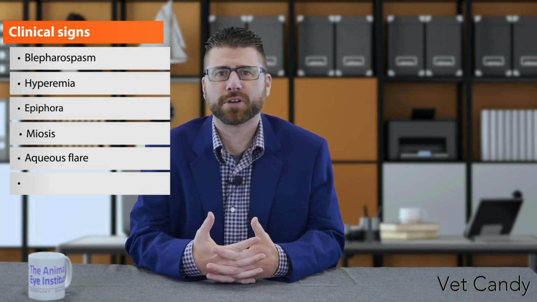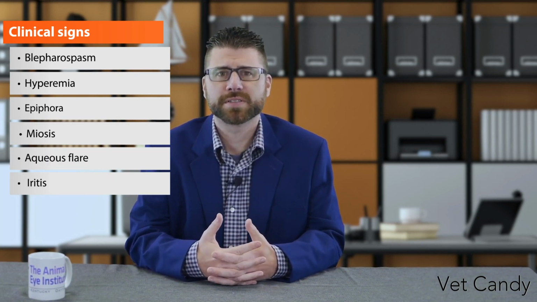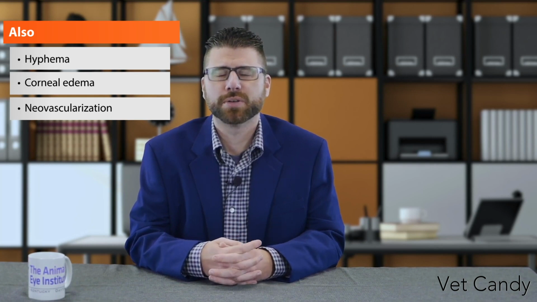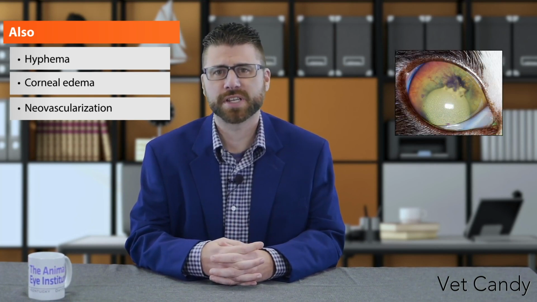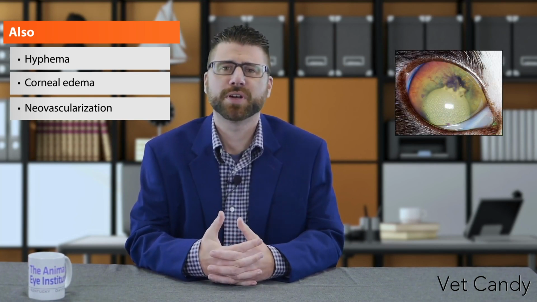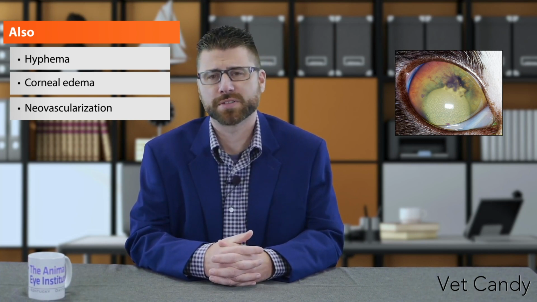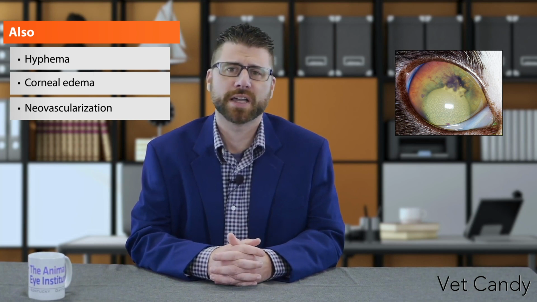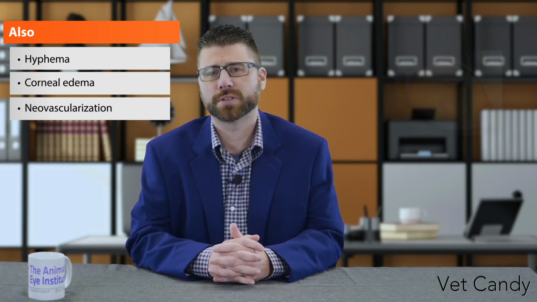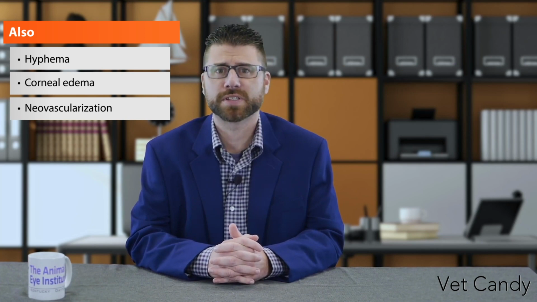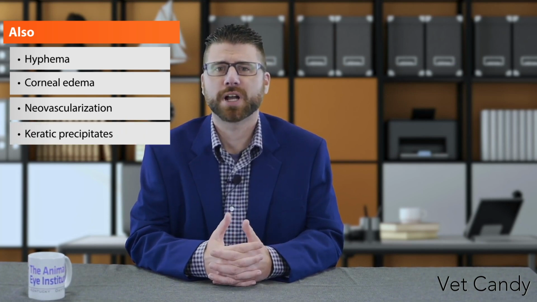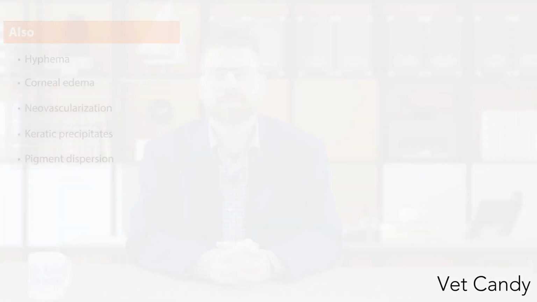We see iritis or rubeosis iridis. We can see hyphema within the eye, corneal edema, and corneal neovascularization. When we see corneal neovascularization in cases of uveitis, these blood vessels will be deep stromal vessels. Deep stromal vessels indicate that something is going on inside the eye, whereas superficial corneal vessels indicate surface disease. We'll also see keratic precipitates, and we can see intraocular pigment dispersion.